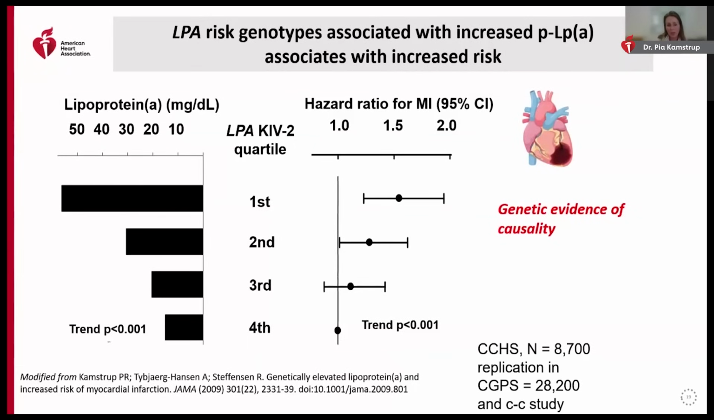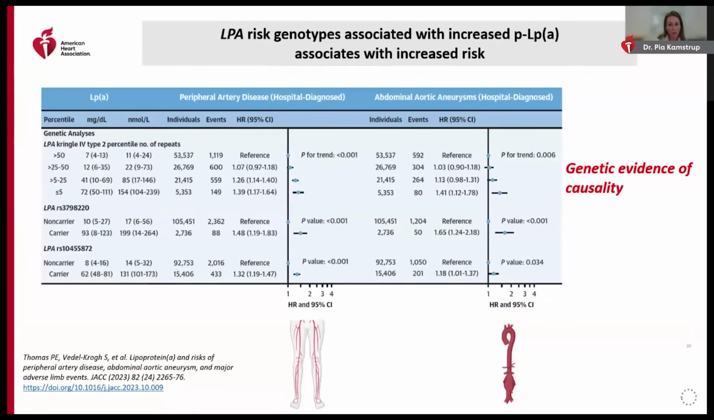Now, the association of Lp(a) genotypes determining plasma Lp(a) levels with risk of disease represents strong genetic evidence of causality, as it cannot result from reverse causation, as disease does not affect genotypes determined at conception, and thus the association is likely unconfounded by conventional risk factors due to the random distribution of risk genotypes in homogeneous populations. A second example of genetic evidence for causality is shown here for PAD and abdominal aortic aneurysm, where Lp(a) genotypes determining elevated Lp(a) plasma levels associate with increased risk of both PAD and abdominal aortic aneurysm.